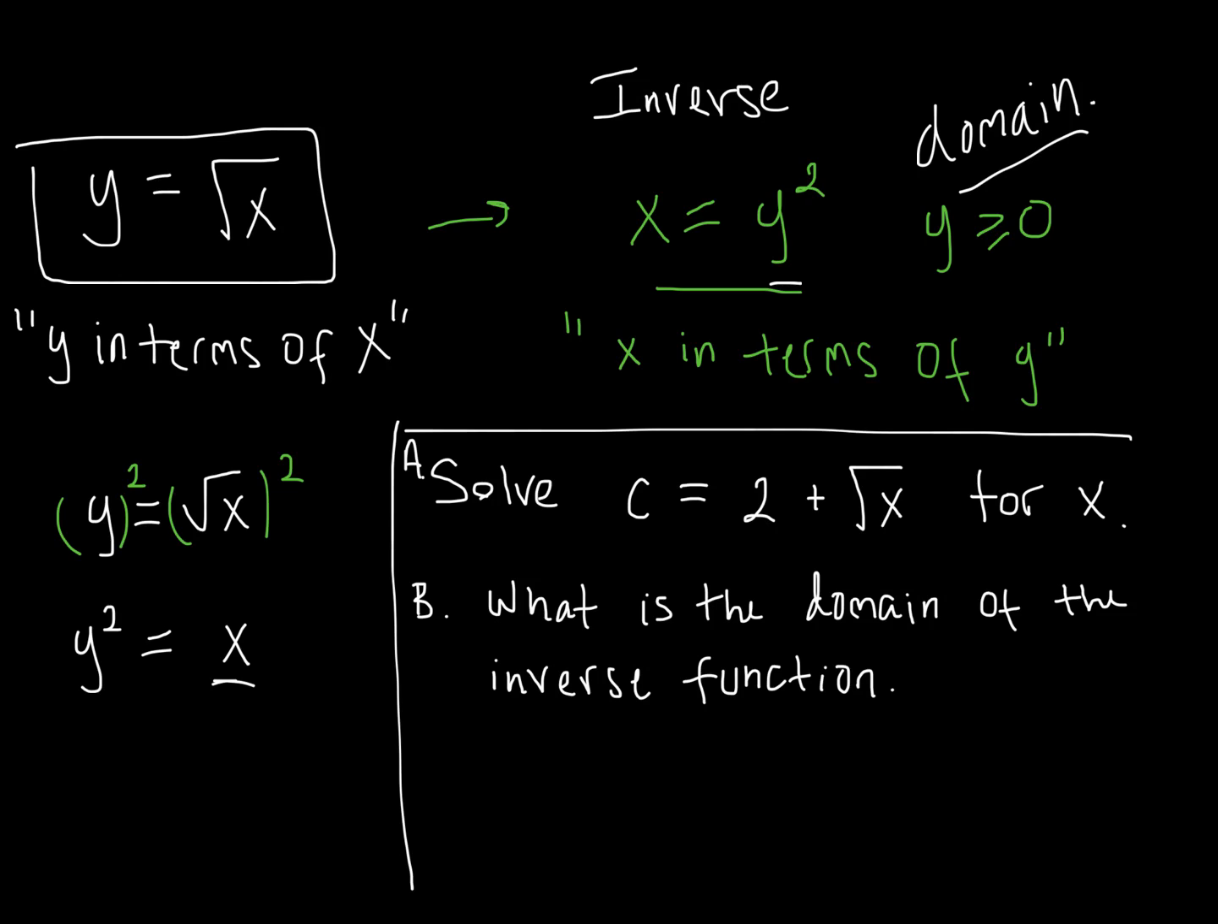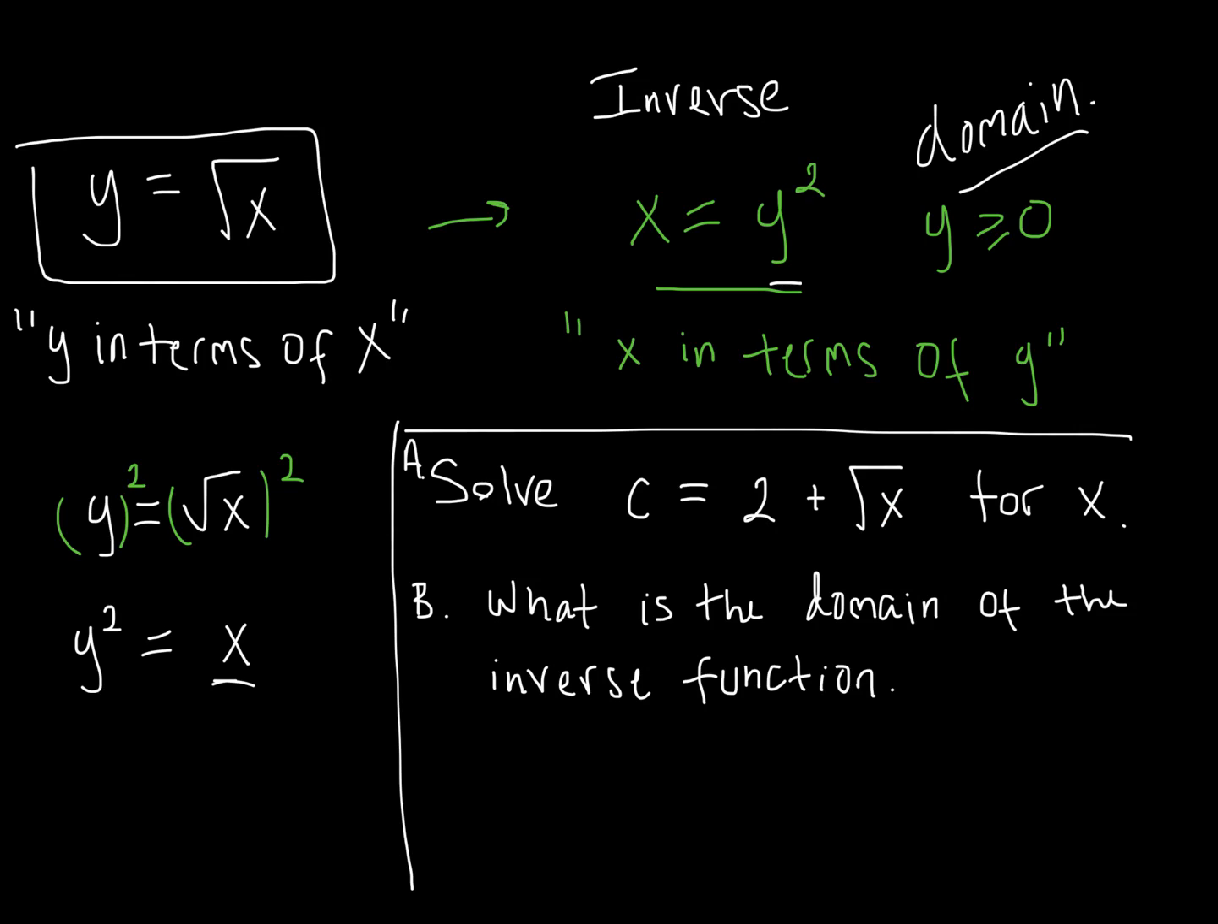So I hope that went well. So here I have this equation, c equals 2 plus the square root of x, and you're solving for x. In other words, you're finding the inverse. This is another way of saying find the inverse. Right now you have x as the input, so you have c in terms of x. And what I want you to do is find the inverse, or x in terms of c.